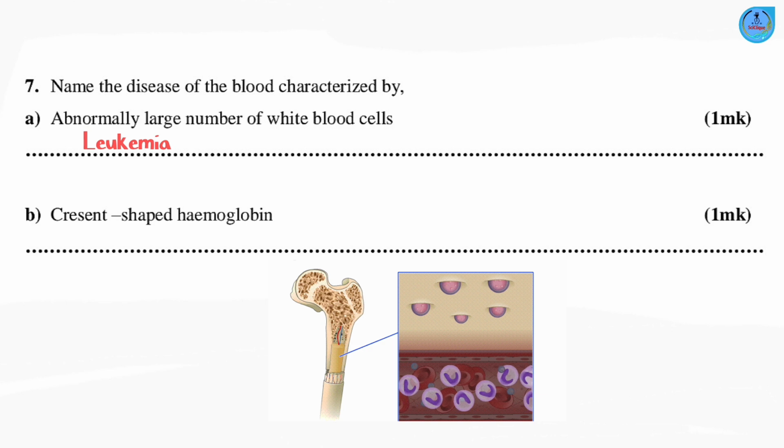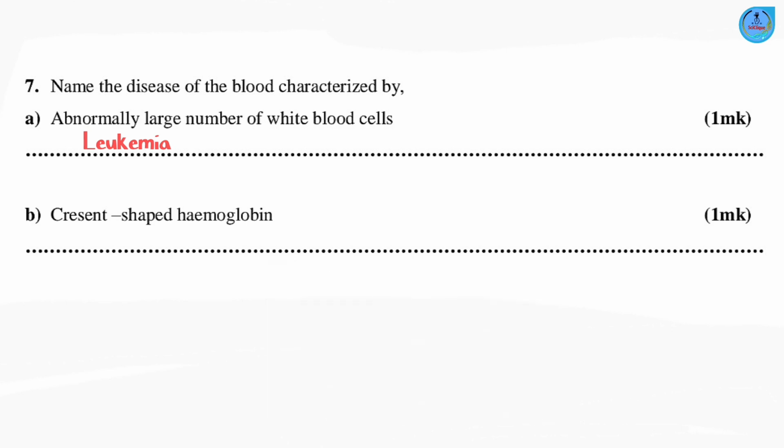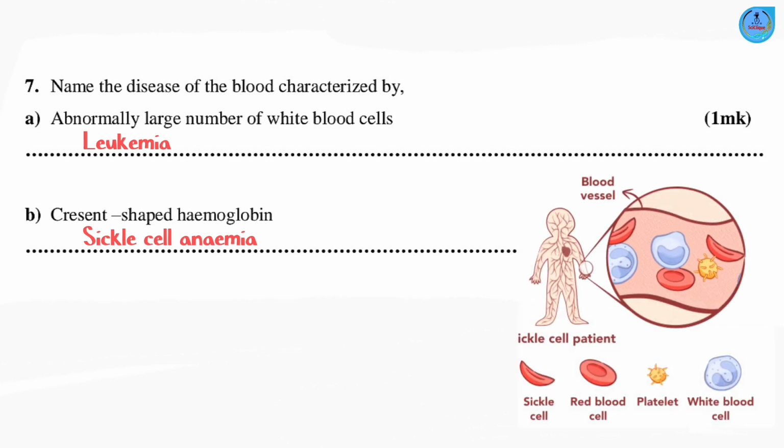Part B, crescent-shaped hemoglobin. Now, this is sickle cell anemia. So this is a blood disorder affecting the red blood cells. Now, in red blood cells, we have a pigment called hemoglobin. So in sickle cell anemia, the hemoglobin produced is abnormal, which causes the red blood cells to have a sickle-like shape as such, instead of the normal biconcave one.